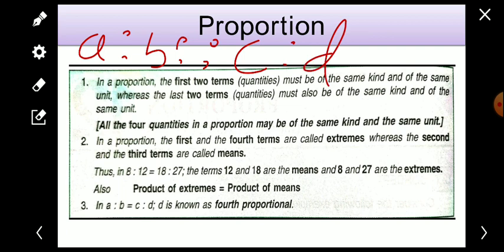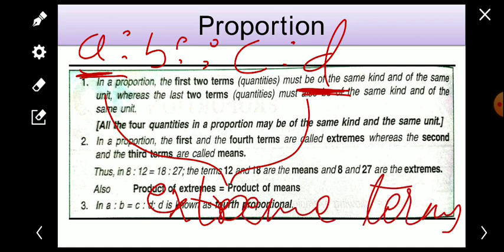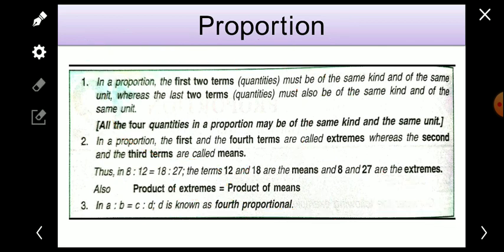Suppose that this is the proportion, then the first term is A and the last term is D. So A and D are the extreme terms. So the first and last terms, the first and fourth terms, are known as extreme terms.